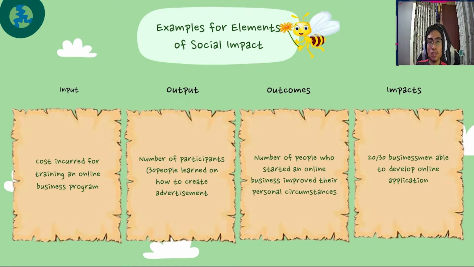The example for the four elements of the social impact: for the input, the example is the cost incurred for the training and online business program. From the training program, it will produce an output where 30 participants of the program have learned to create an advertisement for their business. Then, the outcome: a number of people start an online business to improve their personal life after joining the training program. And lastly, the impact. The program will produce 20 or 30 entrepreneurs that are able to develop online business applications.